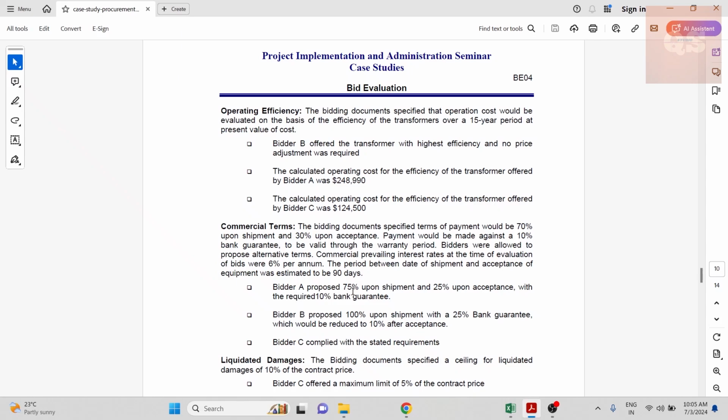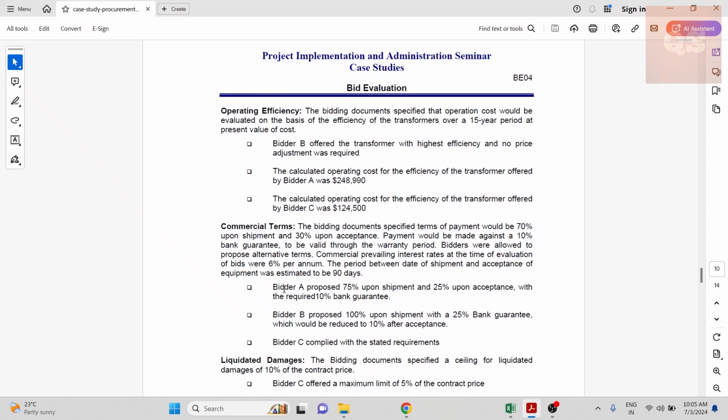Bidder A said that they need 75% upon shipment and 25% upon acceptance, and a 10% bank guarantee is fine. Bidder B said that they need 100% upon shipment, but with a 25% guarantee that they would provide, which will again be reduced to 10%. Bidder C didn't have any problem with these terms, so they are fine.